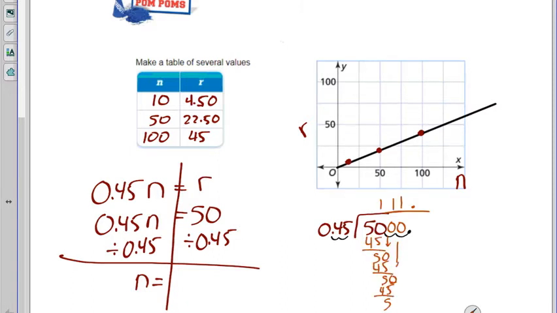Now you may have already guessed I'm in a pattern here. It's going to keep going, right? So the one's going to keep repeating. But I can't sell 111.111111 pom-poms. So I'm going to actually have to bump that up. To reach my goal, I have to sell 112 pom-poms.